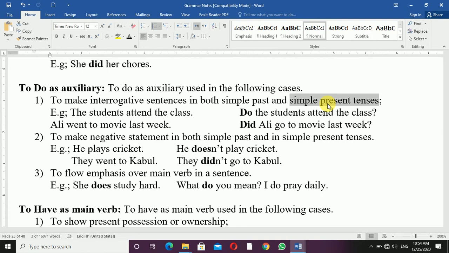If anyone asks you what is the auxiliary of simple past tense, tell them did. If anyone asks you what is the auxiliary of simple present tense, tell them do, does. Does is for singular and do is for plural.